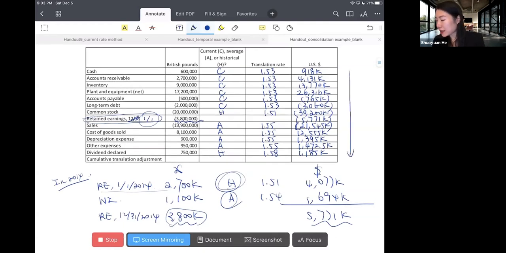So after we have figured out all of the items on the trial balance, the trial balance should balance, but here it's actually not. So in order for it to balance, we need to decrease this by 301.5 thousand. And this amount is cumulative translation adjustment. So this is step one, to translate foreign subsidiary's trial balance under the foreign currency to the US dollar.